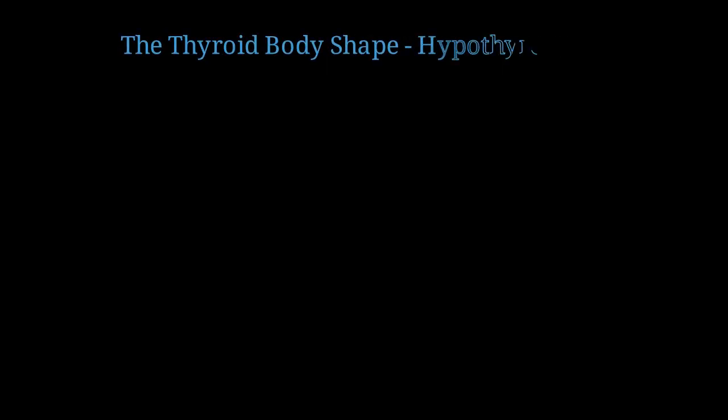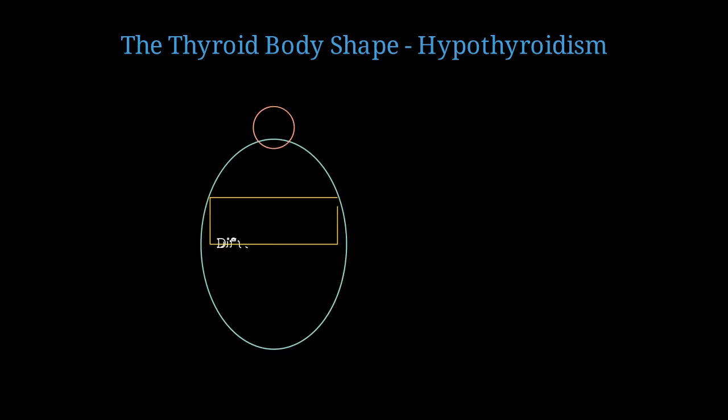The third pattern is associated with hypothyroidism, or low thyroid function. This creates a generalized weight gain pattern. Hypothyroidism causes generalized weight gain without a specific pattern, along with fluid retention, giving the body a puffy appearance. This is accompanied by fatigue, cold intolerance, and slow metabolism.